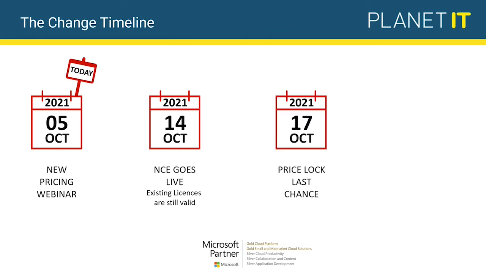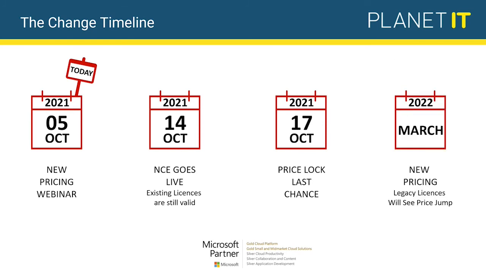However, licenses or subscriptions only have until the 17th of October before they can be purchased under NCE and the new associated SKUs. 17th of October. If you don't want your price to rise, you have to have a new CSP agreement in place by this date. If you don't have a new CSP agreement in place, you can expect to see a jump of around 20% in March 2022. And then March 2022, which is the all-important date. This is the date that CSP pricing will jump up by around 20% if you haven't made an agreement by the 17th of October. This includes all legacy licenses that were purchased prior to the 14th of October.